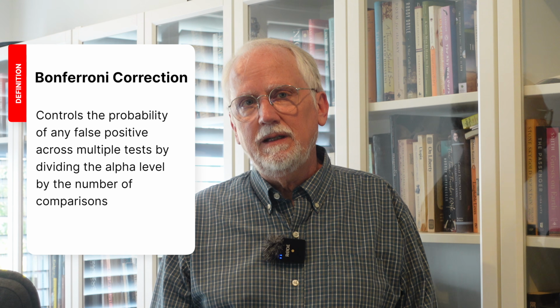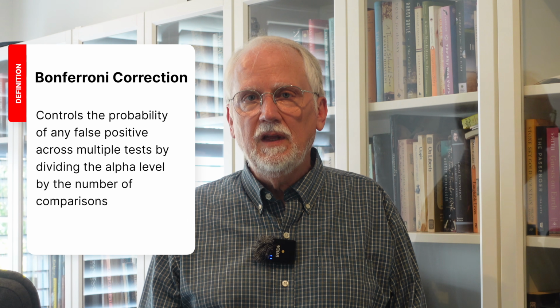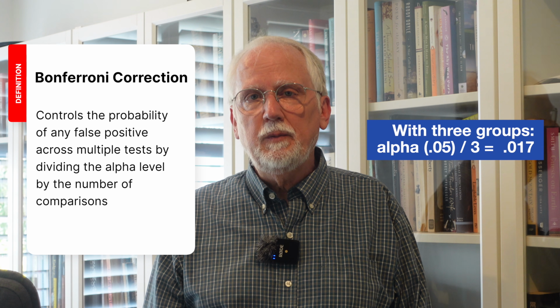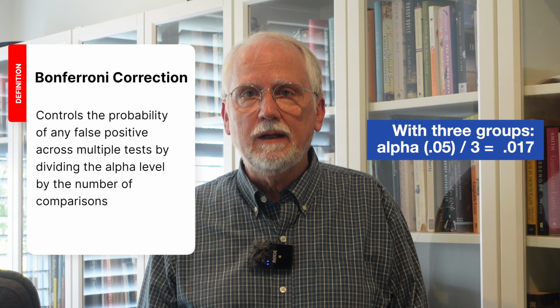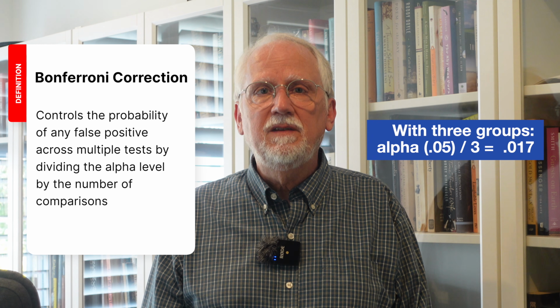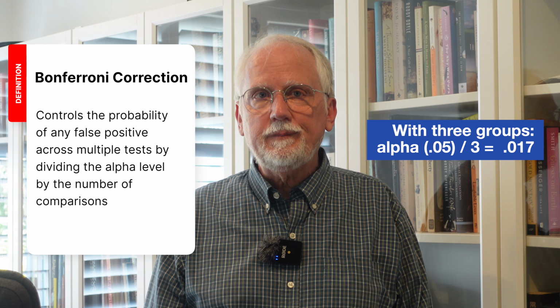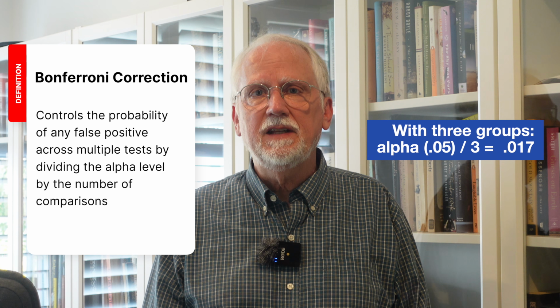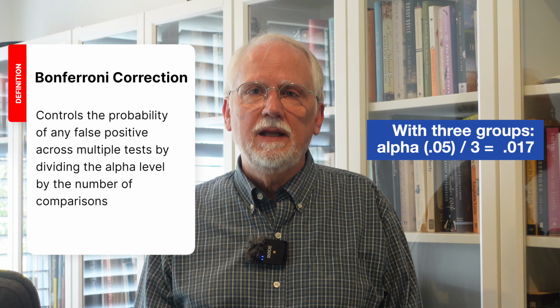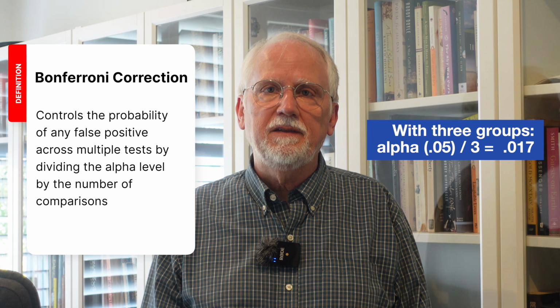Now, one solution would be to correct your alpha. You could use what's called a Bonferroni correction. You divide your original alpha by the number of tests. With 3 groups, that would be 0.05 divided by 3, which is an alpha of 0.017. You'd only reject if p is less than 0.017. That protects you against false positives.